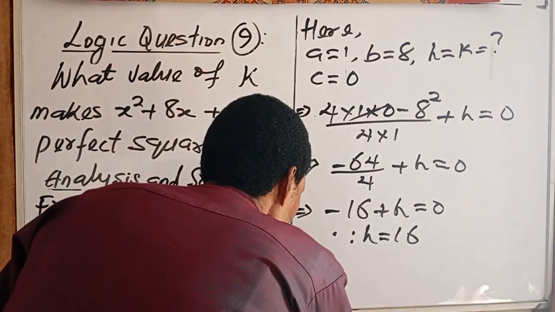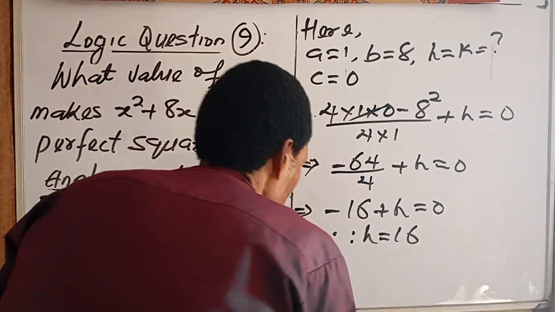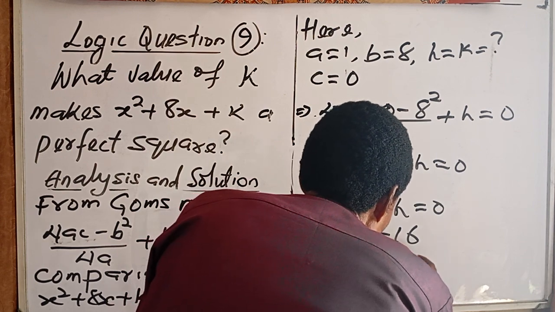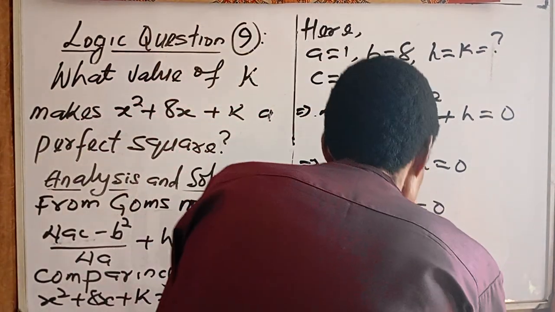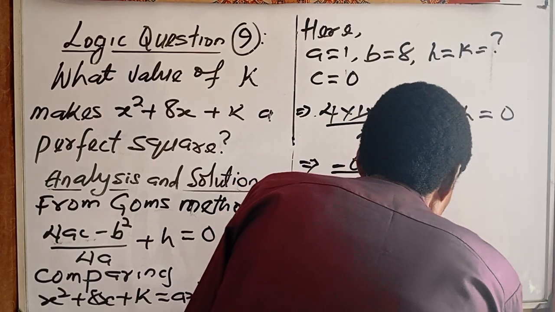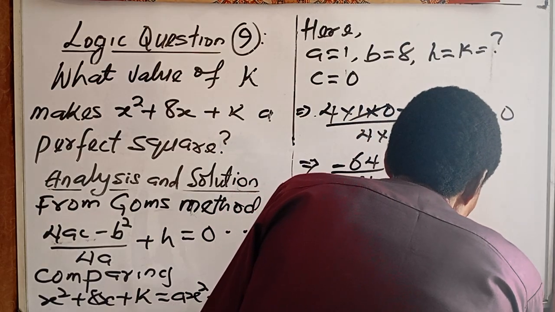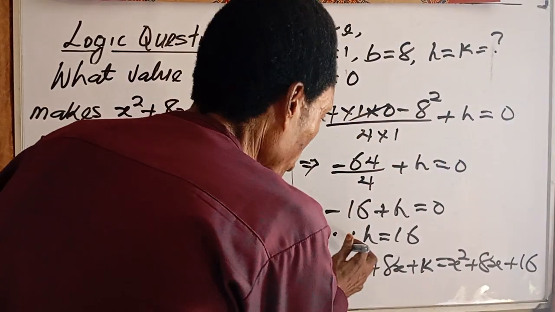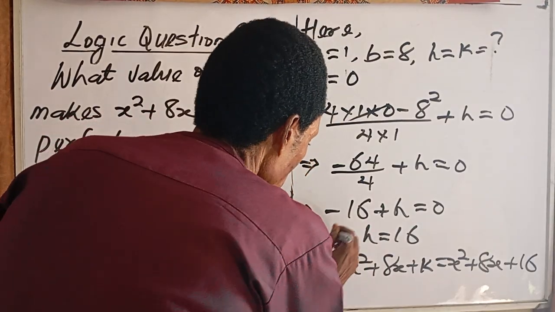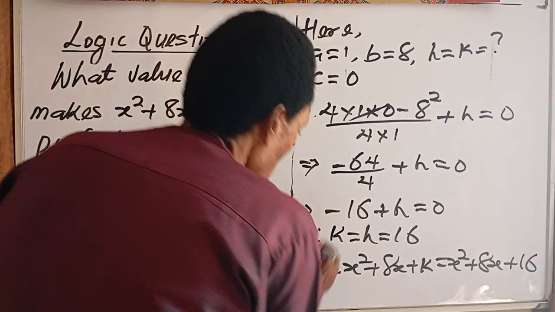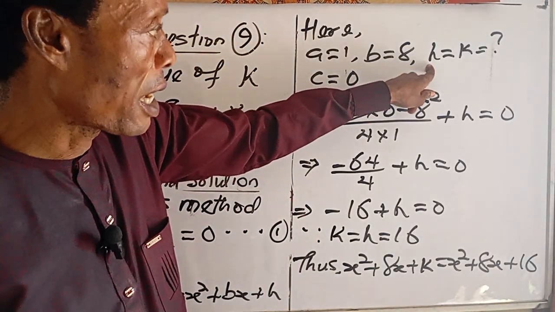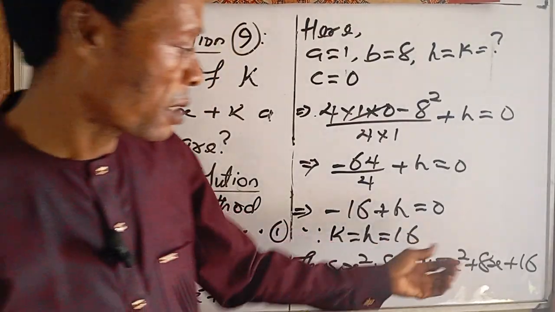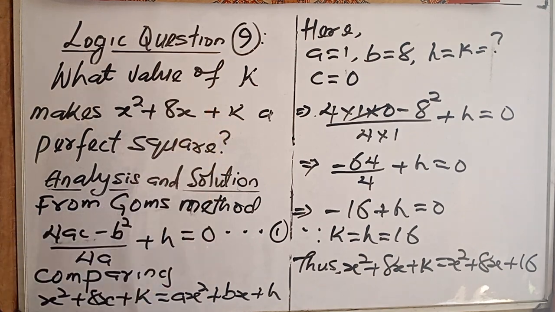So thus, x squared plus 8x plus k equals x squared plus 8x plus 16. Mark you, this is k equals h. You understand? Because you can see it, h equals k, which means that k also equals h. So that is all to this. So 16 makes this expression a perfect square.